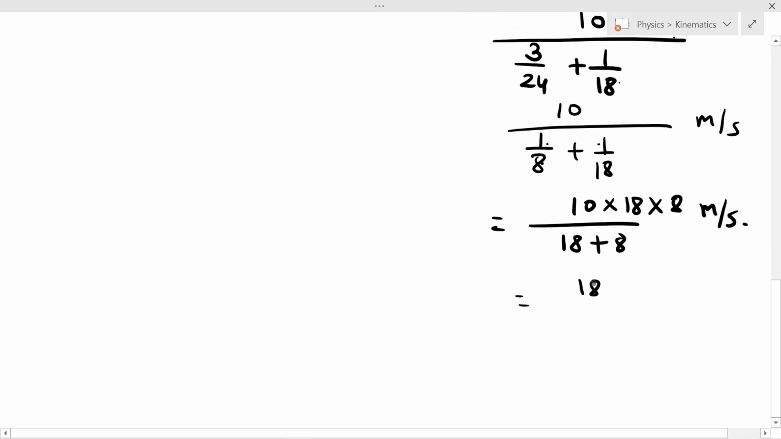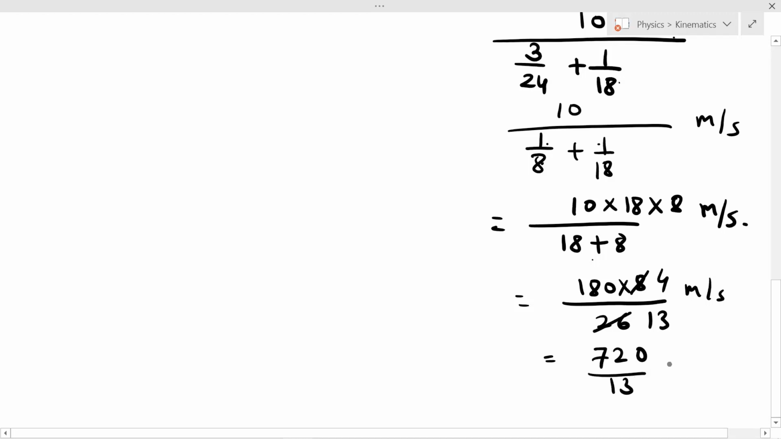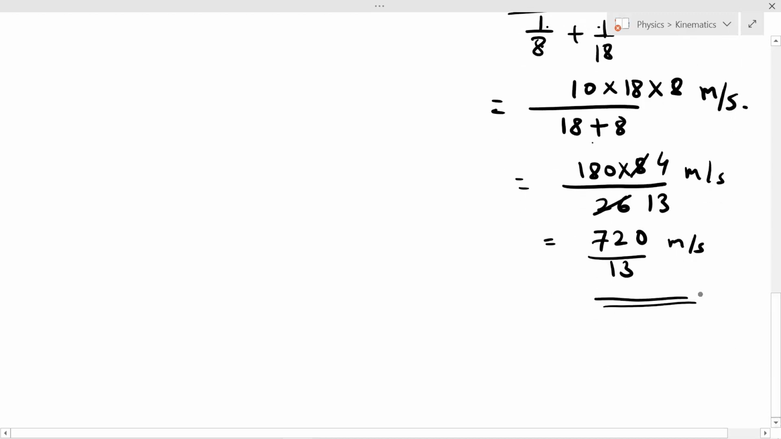So 180 into 8 divided by 18 plus 8. 18 plus 8 is 26. So divide by 2. So this is the answer, 720 divided by 26. This is the average speed.